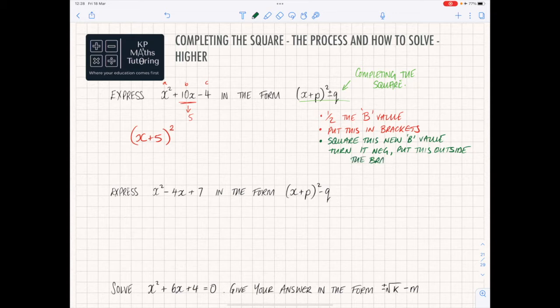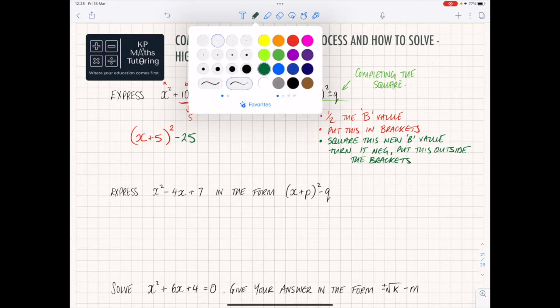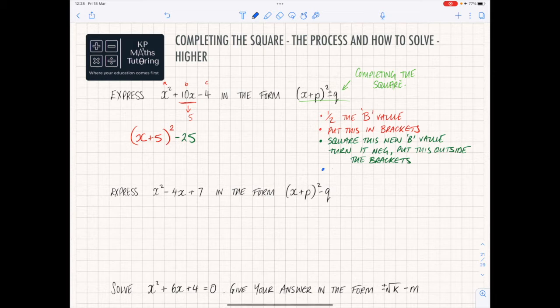So what we have is square the new B value. So 5 squared is 25. Turn it negative, so it becomes minus 25. Put it outside the brackets. And then your penultimate step is bring down the C value. And the C value here for me is minus 4. So you bring down the C value.